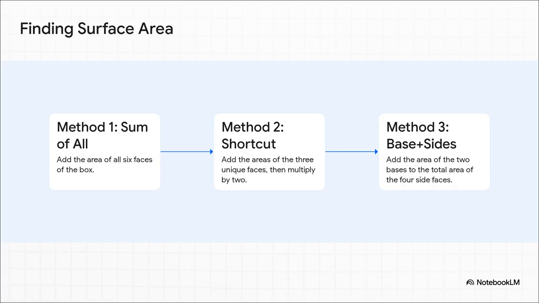Now, the great thing here is that you've got options for how to figure this out. Method 1 is the most direct. Just find the area of all 6 faces, front, back, top, bottom, left, right, and add them all up. Easy enough. Or you could use a shortcut. Since the front and back are the same, the top and bottom are the same, and the sides are the same, you can just find the area of the 3 unique faces and multiply that by 2. And there's even a third way, the base plus sides method. Let's actually see these in action with a real example.